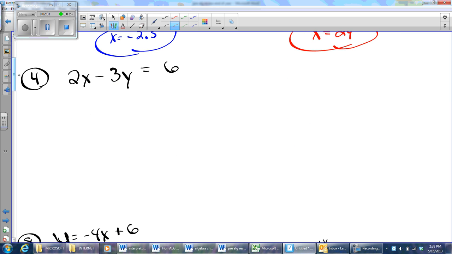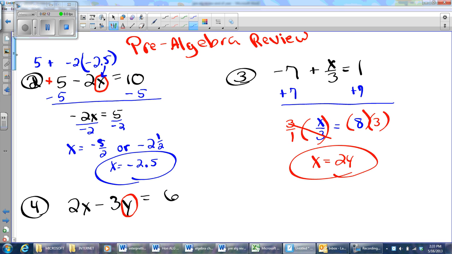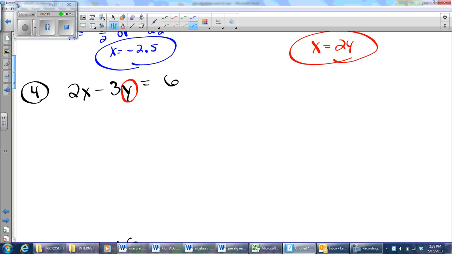Now, for 4 through 6, it says to solve for y. I'm going to circle the y so the two variables don't confuse me. This problem is actually just the same as problem number 2 that we did. I had a 5 minus a 2x. Well, here I have a 2x minus a 3y. There I subtracted the 5. Here I'm going to subtract 2x. I'm going to get negative 3y equals negative 2x plus 6. Now I know Alexis would rather write 6 minus 2x, but I'm going to write negative 2x plus 6. It's okay. Neither one of us is wrong.